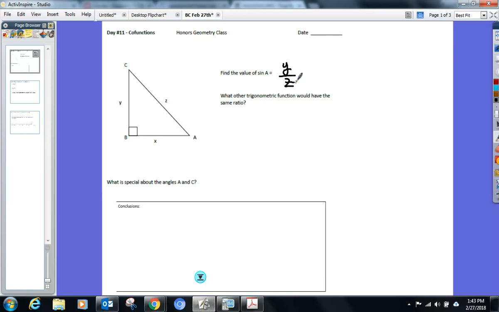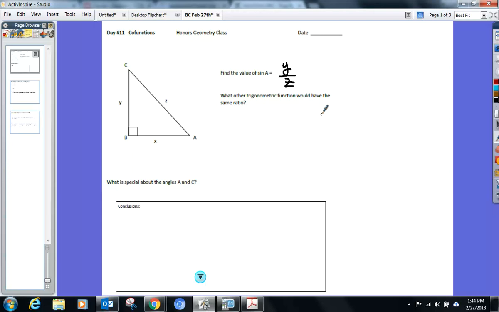Here's a challenge to you and your group or by yourself. Find me another function, sine, cosine, tangent, with an angle that also has a ratio of y over z. Find me something else that has a ratio of y over z. Okay, that's what I'm looking for. So another sine, a cosine, a tangent. What else has a ratio of y over z?